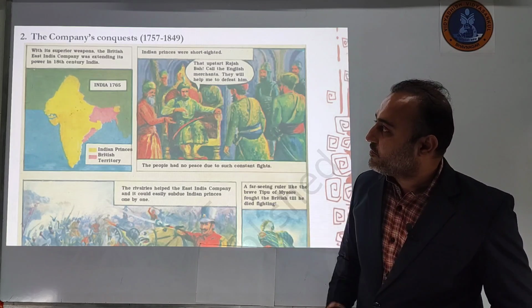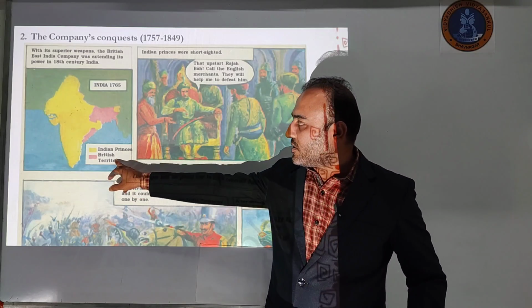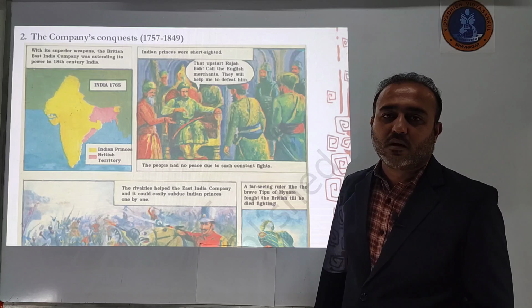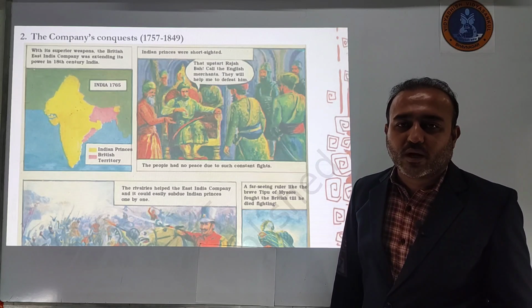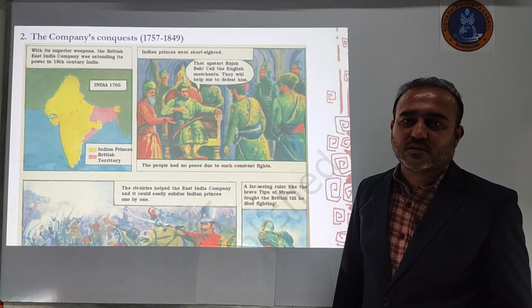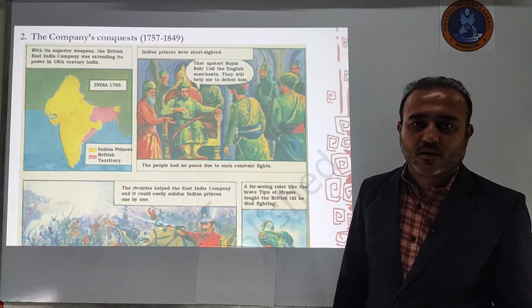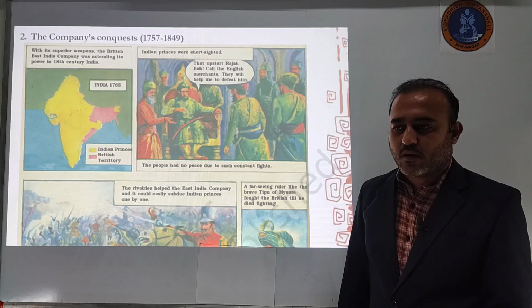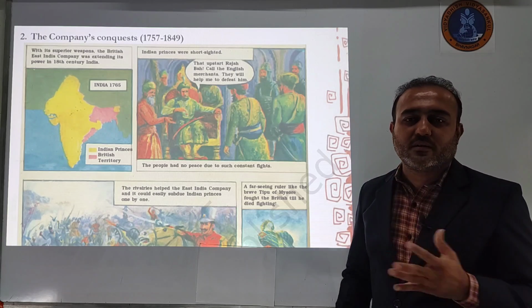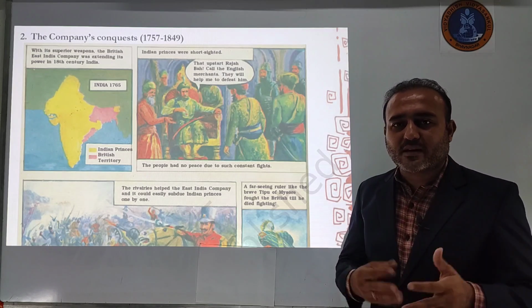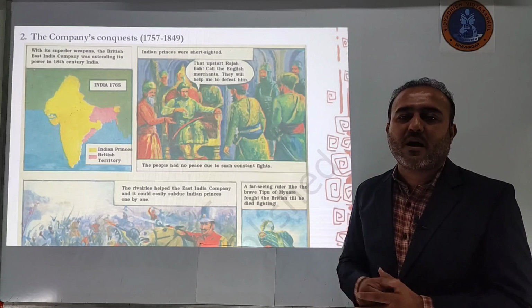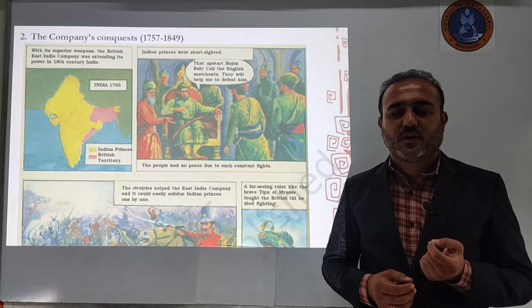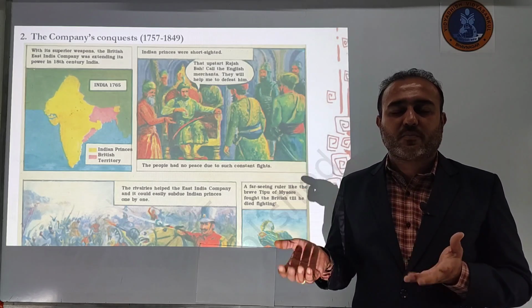So in the first paragraph and in the first picture, what do we see? With its superior weapons. That means when the British East India Company came to India, they had just come for the purpose of trading, but in the beginning they had settled at the sea coast of India. They were not able to get more information and understanding about the country, but slowly and gradually they started expanding their power in India, right? Why? Because they had superior weapons. Superior means far better weapons than the Indians.